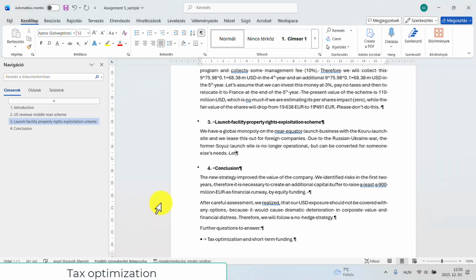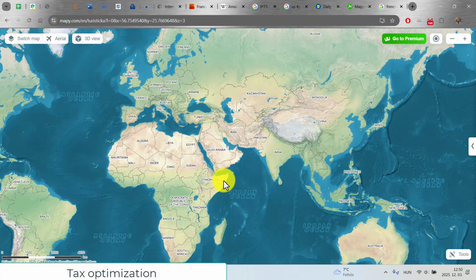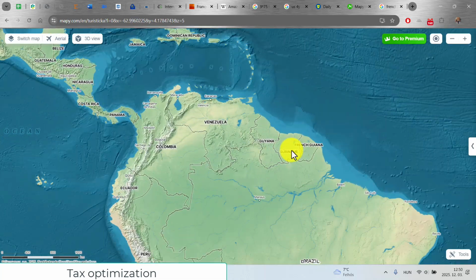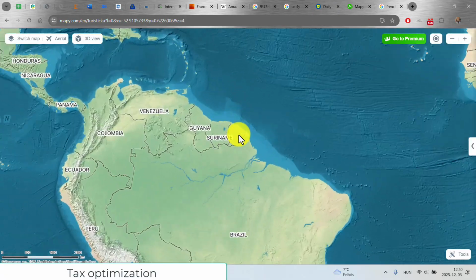Let's assume that this business will again be supervised and managed by an agent force, not in French Guiana, because in this case we are just paying taxes like at home. What is the case of Brazil?